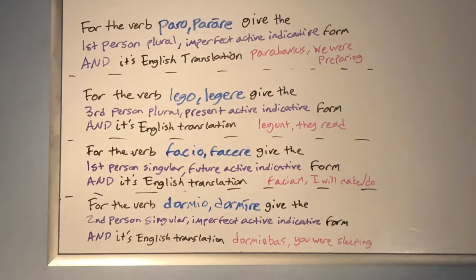Now we need the imperfect tense. This is the "was verbing," second person singular, so the pronoun is you. So the translation is "you were verbing." You also need the verb. Dormio, dormire means to sleep, so you were sleeping. So dormiebas, you were sleeping. That would be the answer to this question.